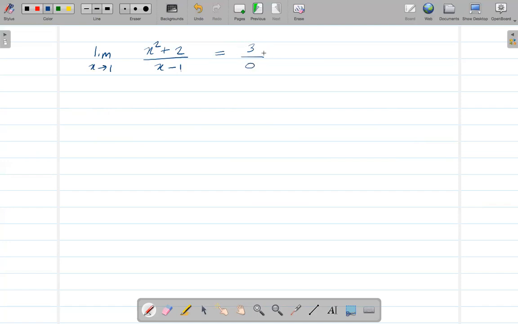So we don't have 0 over 0 or infinity over infinity, or positive or negative infinity. We don't have that case. So in this case, we cannot use L'Hopital's rule. A number divided by 0 is undefined, right? So the limit here is undefined. This kind of problem. All right, so yeah, that's all.